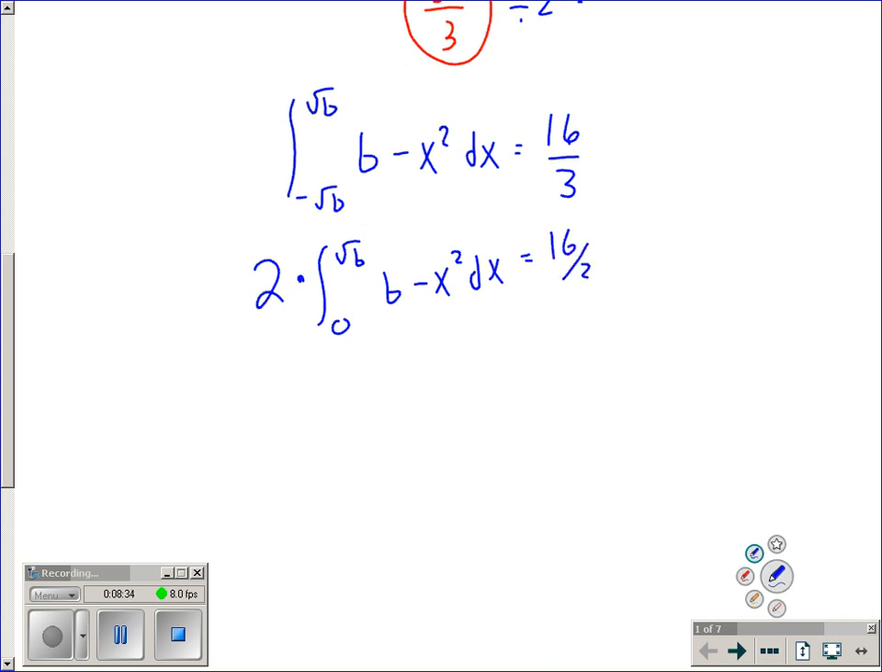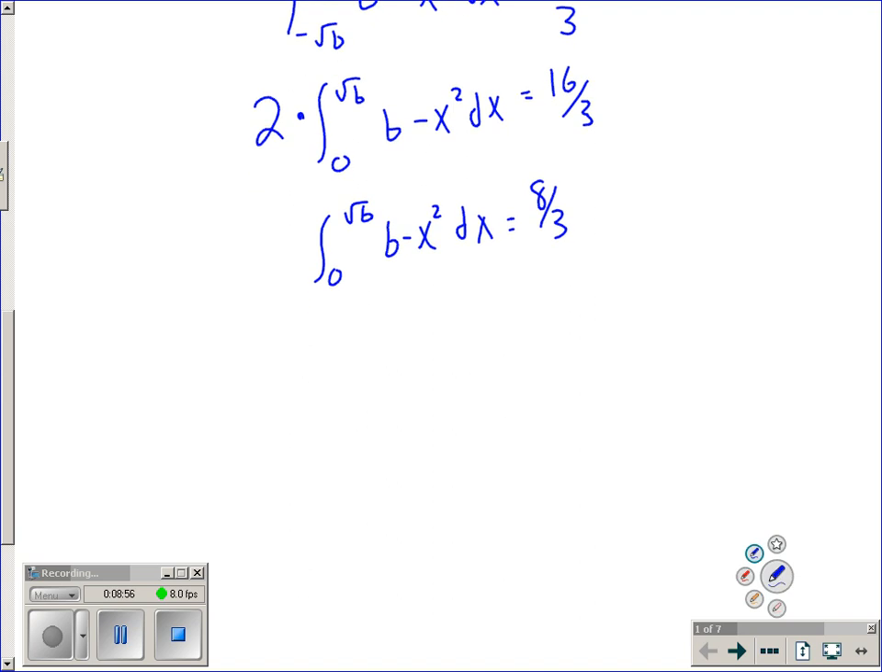And I can divide both sides by 2. So if I divide both sides by 2, I'm left with the integral from 0 to square root of b of b minus x squared dx equals 16/3 divided by 2, which is 8/3. So now I'm just going to take the integral and plug in the values and solve for b, which isn't too bad.